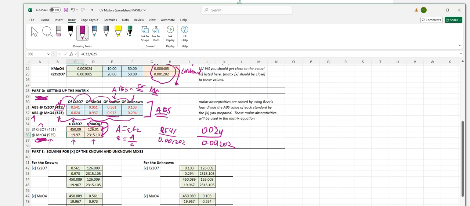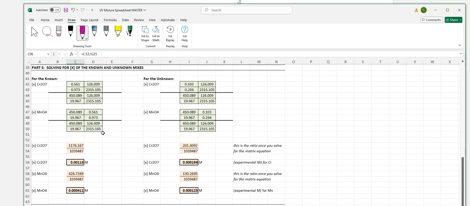So chromium's molar absorptivity should be higher at chrome because that's the flavor it likes and it eats more of it. Manganese's molar absorptivity should be higher at manganese because that's the flavor of wavelength it likes, and therefore it will eat more of it. So your numbers will be different based on what you made, based on your absorbance values, but that is how you complete that small little table in part D of the spreadsheet.